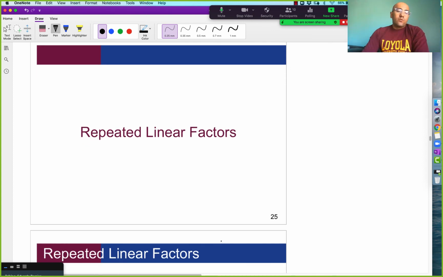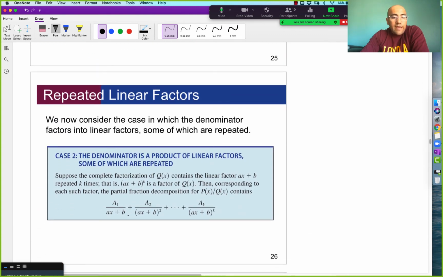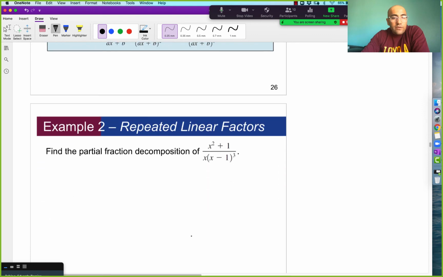Okay, so the next case will be, what if they have repeated linear factors? What if after you factor it all out, one of those linear factors has a higher power? So case 2: the denominator is a product of linear factors, some of which are repeated. If we have repeated linear factors, then this is what we have to do. We have to add more fractions to the mix. We add all of the fractions leading up to the power that's represented in the factorization of the denominator. Good. So here's an example.